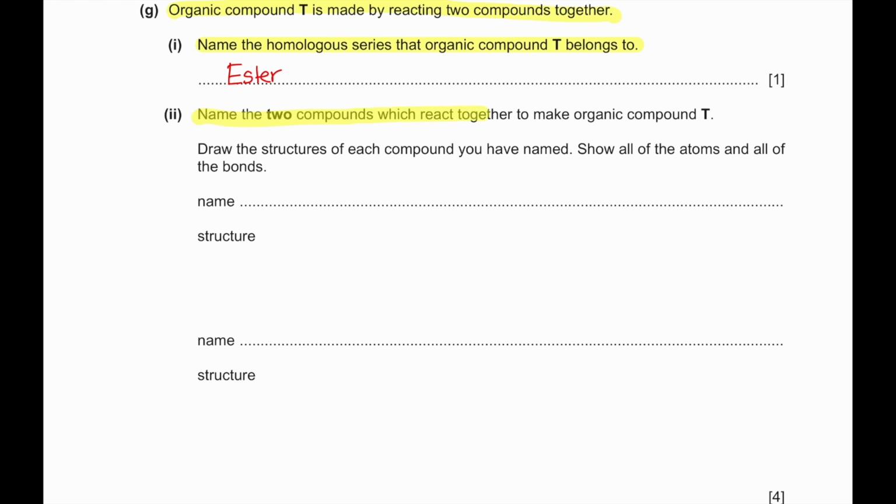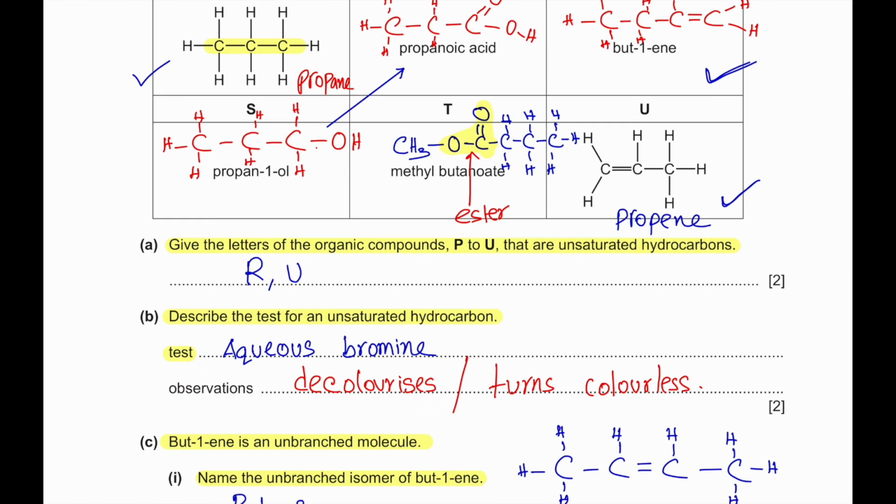Name two compounds which react together to make organic compound T. Draw the structure of each compound you have named. Show all the atoms and all of the bonds. So when naming an ester, we have to understand the breakdown. The side that has a single oxygen attached to the carbon is the alcohol. So this is the alcohol side, and the other side will be the carboxylic acid. It is derived from carboxylic acid.